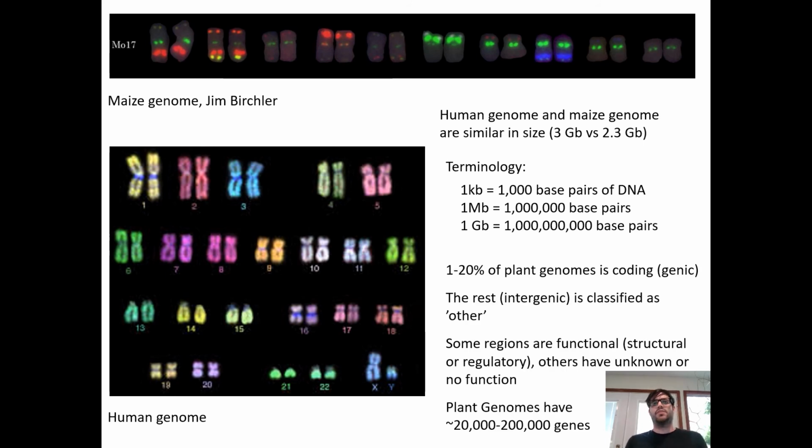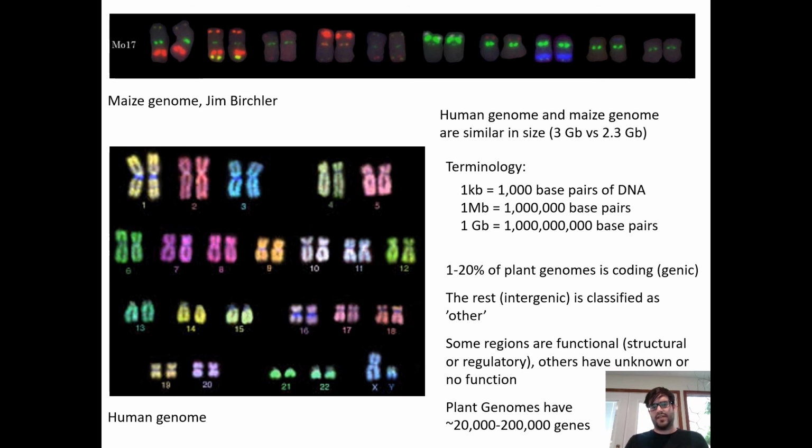Within a plant genome, about 1 to 20% of the plant genome is coding. So this makes up the genes and gene sequences. The rest is intergenic or classified as other. Some regions of the genome are functional, so they have structural or regulatory functions, and others have unknown or no known function. In the case of the human genome, this is probably the most well-characterized one.